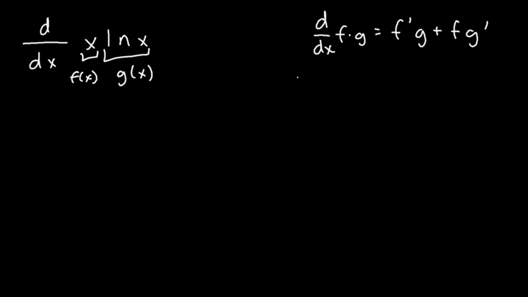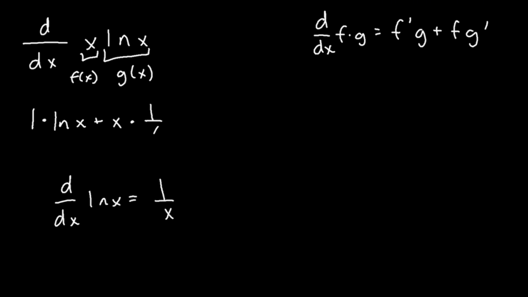Let's go ahead and use our product rule here. So we need to find the derivative of f, which is just 1. So the derivative of x is just 1. We rewrite g of x here, so it's just g, no derivative of g, plus f, which is x, times the derivative of g. So what's the derivative of ln of x? This is just a special identity you need to memorize, but it's just 1 over x.